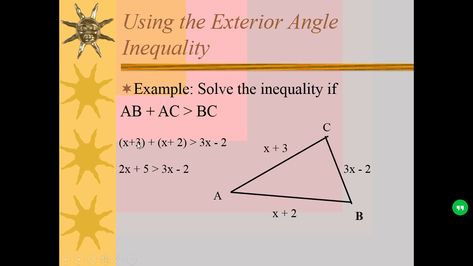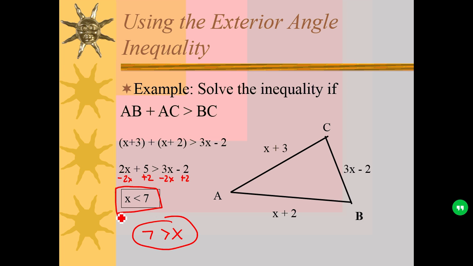So if we combine our like terms, x plus x gives me 2x. 3 and 2 gives me 5. And then if I subtract 2x from both sides, and I add 2 to both sides, when I do that, let's see, when I subtract 2x, I add 2, and I add 2, I end up with x, and then this, and then 7. So if I take this and flip it around, I end up with x less than 7.